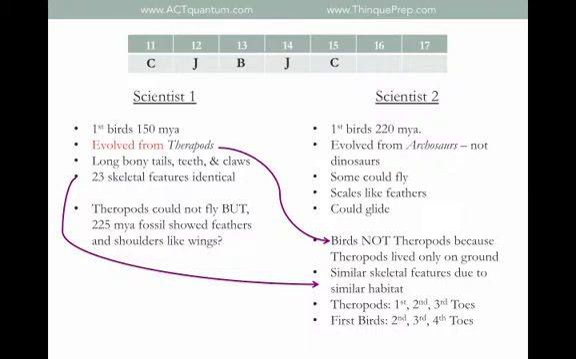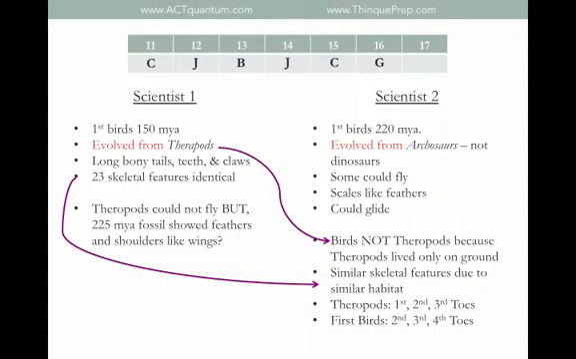Number 16. Suppose further fossil evidence reveals that the digits on the feet of theropods actually correspond to the second, third, and fourth digits instead of the first, second, and third digits on the feet of earlier reptiles. This discovery would better support the viewpoint of which scientist? Well, only Scientist 2 mentions the toes, and Scientist 2 says that theropods share the first, second, and third toes in common. Well, if that's the case, discovering that the digits were actually the second, third, and fourth digits would weaken Scientist 2's argument. So, furthermore, it would support Scientist 1's argument. So the correct answer is G.